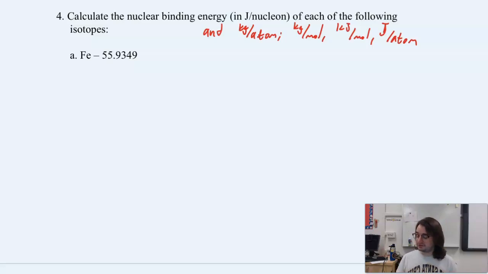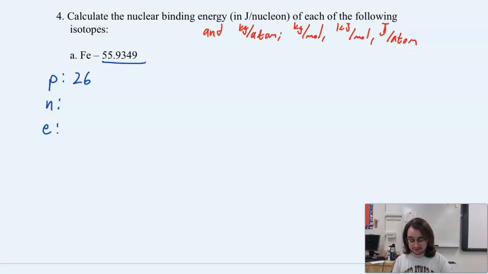Okay, so first thing we want to do is separate iron into its 3 subatomic particles. So we have protons, we have neutrons, and we have electrons. And we're going to count up the number of each. So iron always has 26 protons. And this is kind of close to 56, so I'm just going to assume that I'm basing my model off of iron 56. So then I'm going to probably have 30 neutrons. And then if this is a neutral isotope, then I have 26 electrons.